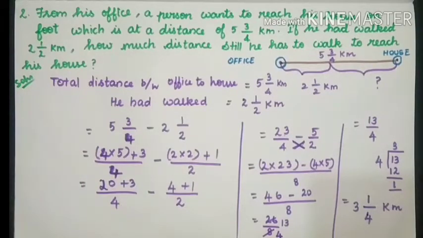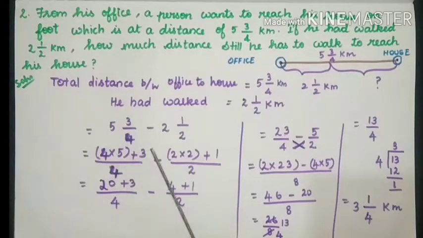So, he has to walk 3 1 by 4 kilometer to reach his house. Students, is it clear, no? To find the distance, here the total distance between office and house is given, that is 5 3 by 4 kilometer. He had already walked 2 1 by 2 kilometer. We have to find the remaining distance he has to cover to reach his house. To find this, you have to subtract these two fractions.